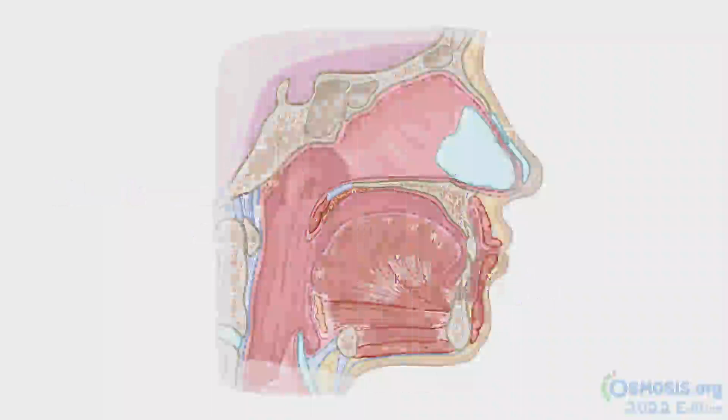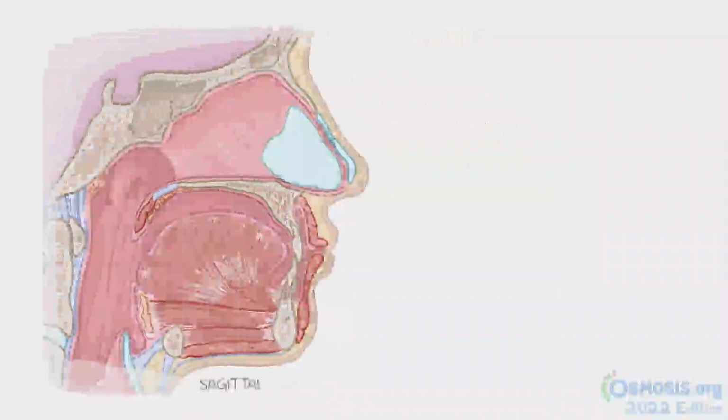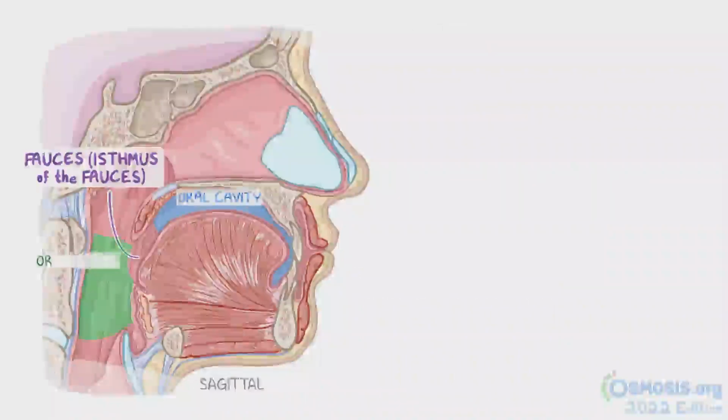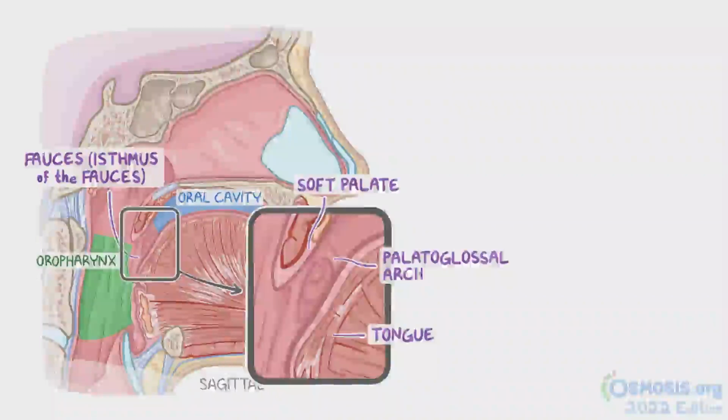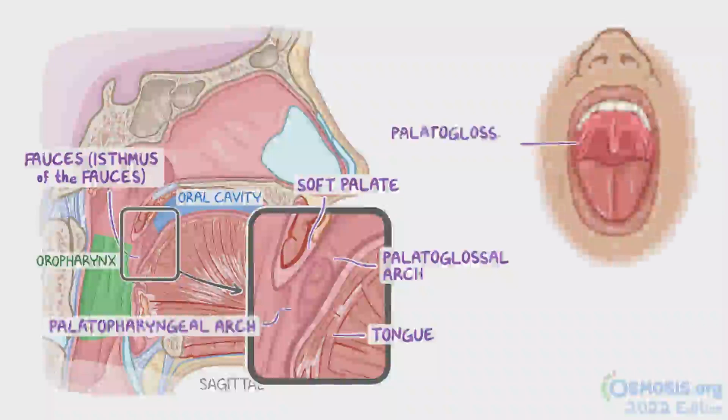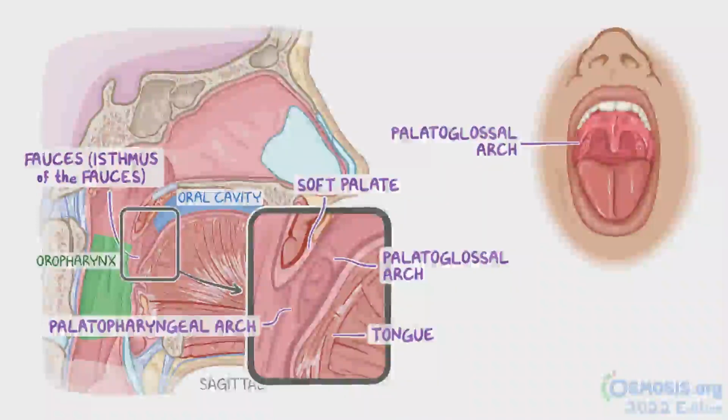All right now, at the posterior end of the oral cavity, there's an area called the fauces, or isthmus of the fauces, which is a passage between the oral cavity and the oropharynx. The fauces are bounded by the soft palate superiorly, the tongue inferiorly, the palatoglossal arches anteriorly, and the palatopharyngeal arches posteriorly. As their names suggest, the palatoglossal arches extend from the soft palate to the tongue, and the palatopharyngeal arches from the soft palate to the pharynx.